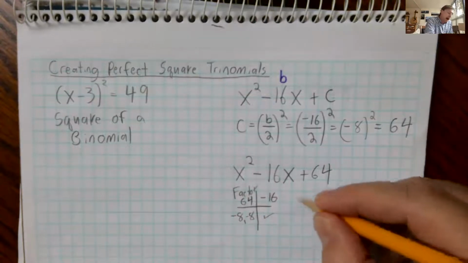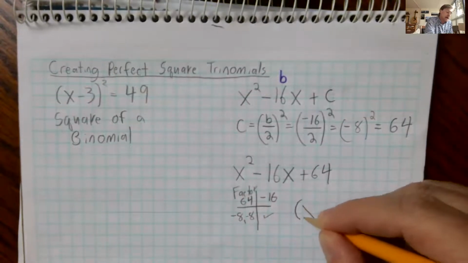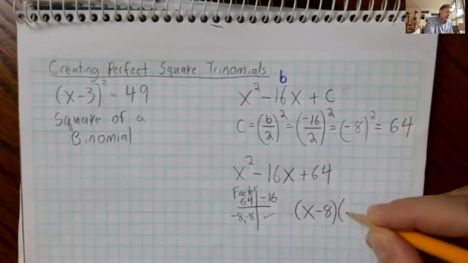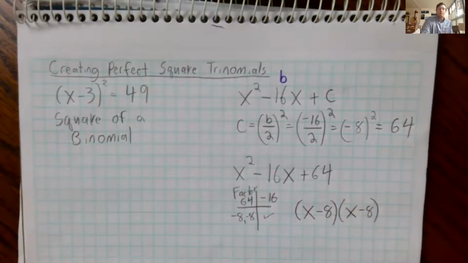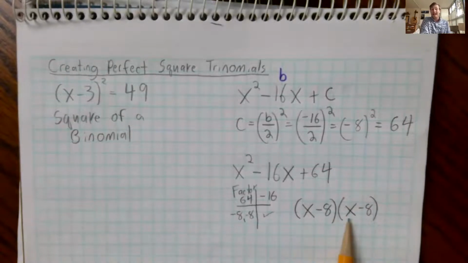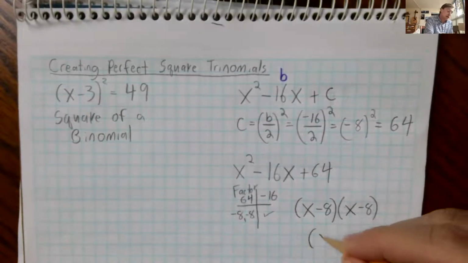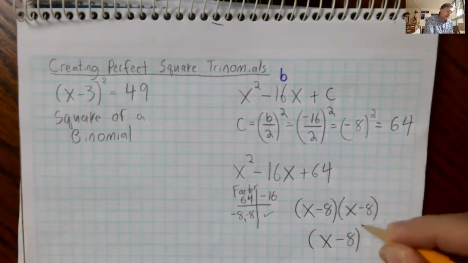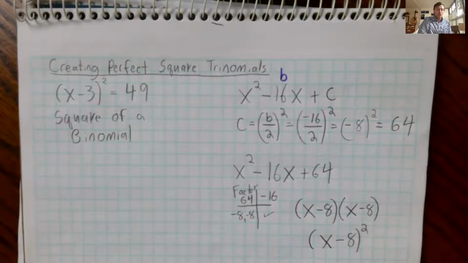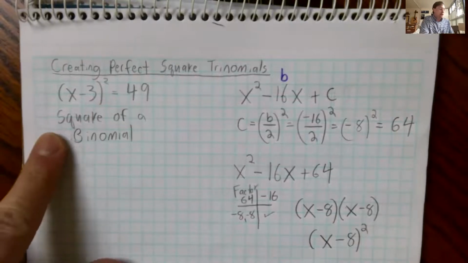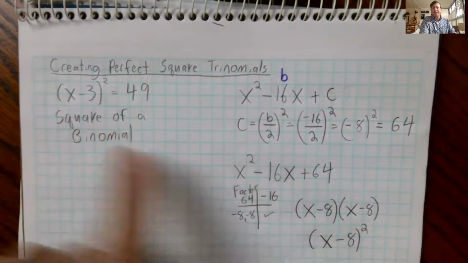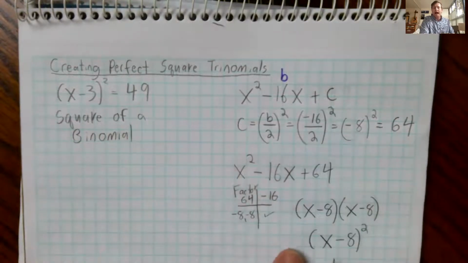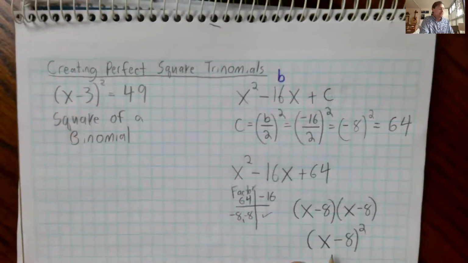So we're good. So I can turn this into factored form as x minus 8, x minus 8. Now, because these two terms are identical, I can condense this even further as x minus 8 squared. So we set out to find the square of a binomial. We did that by adding the C term, and we got it to match, go back to our square of a binomial. It's not going to match exactly, but it is in the same form where we can easily solve for x. Let's do one more.